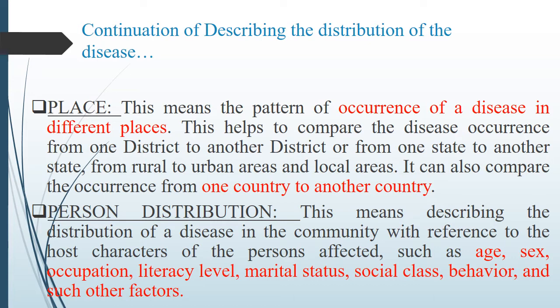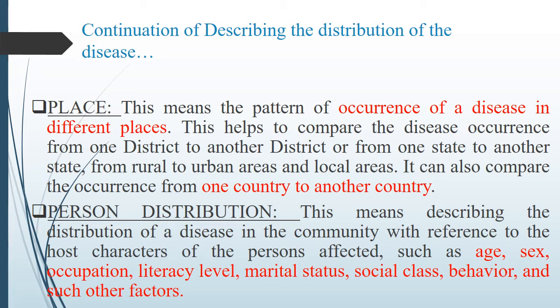Coming to the person distribution, to whom the disease will occur or who will get the disease. This means describing the distribution of a disease in a community with reference to host characteristics. Example, age, sex, occupation, literacy level, marital status, social class, behavior and such other factors. These are the examples for person distribution. For example, age: already we have seen under-5 children will get malnourishment, middle-aged people will suffer from cancer, and old age people will suffer from atherosclerosis.